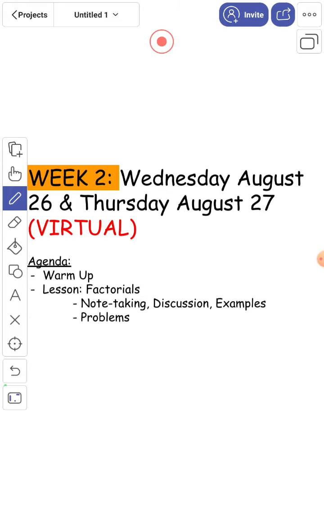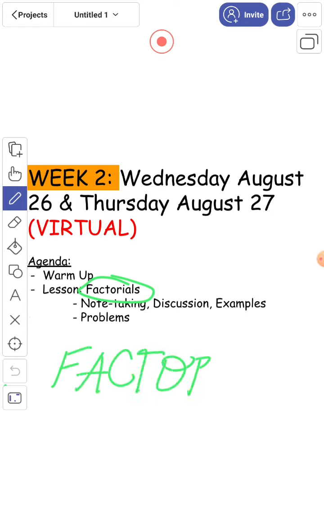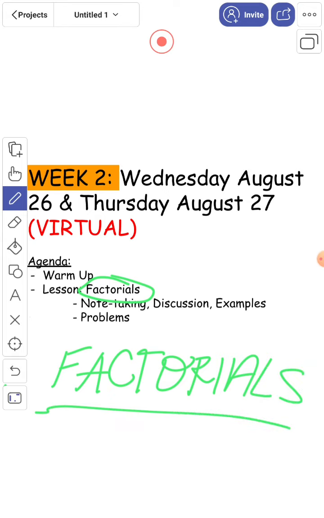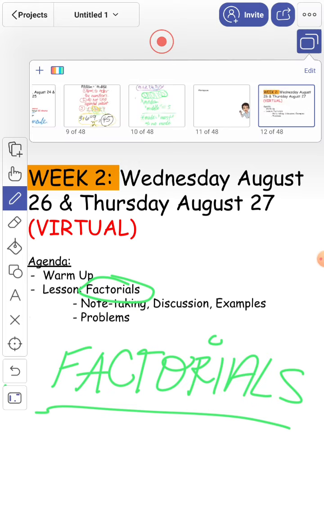Okay. So now we're going to do factorials. So go ahead and start a new little page in your notebook. Factorials. It sounds hard, but it's really not. They're actually kind of fun.